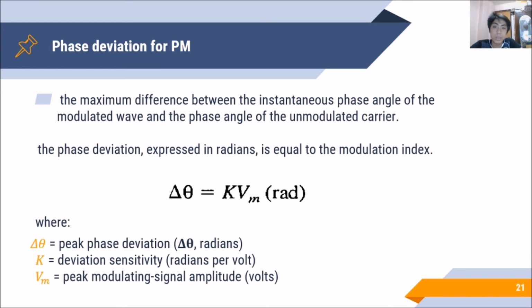For phase deviation for PM, it is simply the maximum difference between the instantaneous phase angle of the modulated wave and the phase angle of the unmodulated carrier. The phase deviation expressed in radians is equal to the modulation index, wherein delta theta equals the peak phase deviation, K equals the deviation sensitivity, and Vm equals the peak modulating signal amplitude.